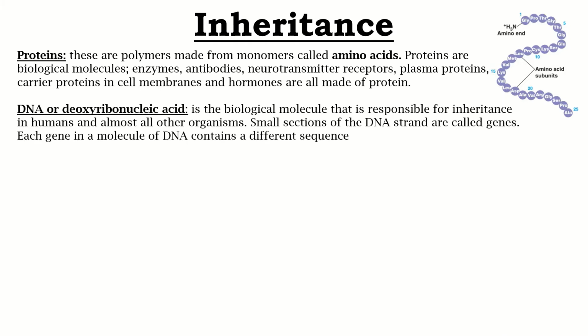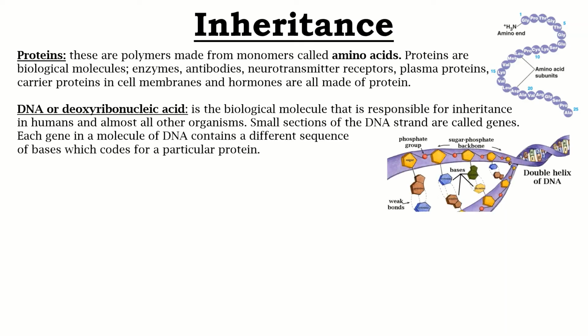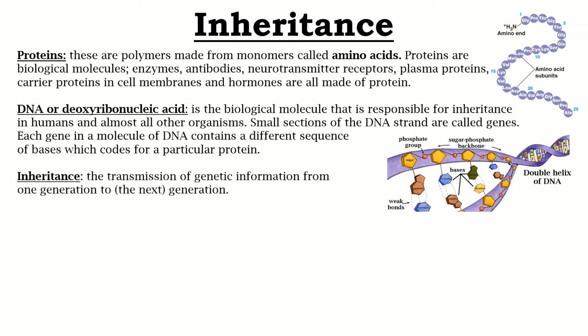The second type of biological molecule we're going to talk about is DNA, or deoxyribonucleic acid. This is the biological molecule that's responsible for inheritance. Small sections of the DNA are called genes. We talk about genes and genetic inheritance. And there we remember the structure, the double helix of DNA with the phosphate group and the sugars in between, and they're joined to bases. Remembering that those are called nucleotides. They join up in a long strand of DNA.